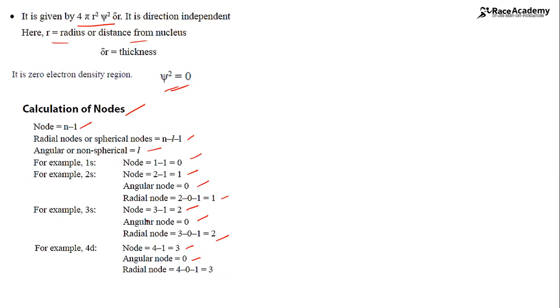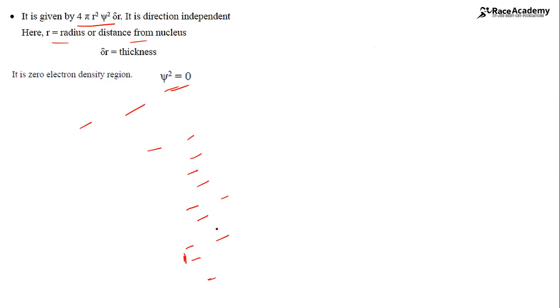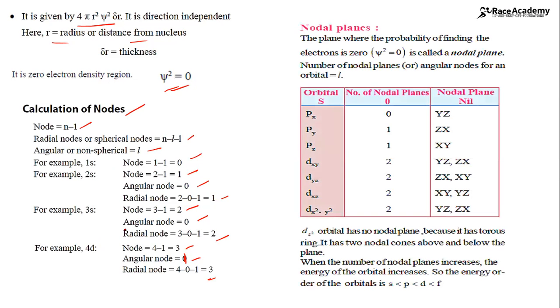Why is the angular node 2? Because the n value is 4 and the l value for the d orbital is 2. Then the radial node will become 4 minus 2 minus 1, that is 1. So the radial node is n minus l minus 1. They have given it, but you can also observe the calculation part when they give the orbital in this case.